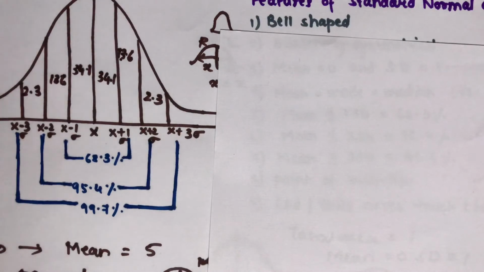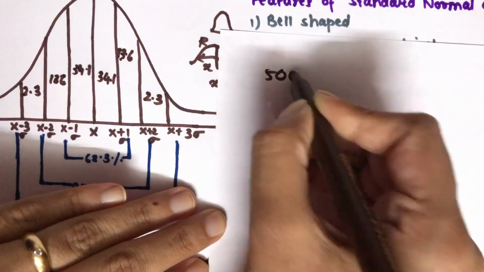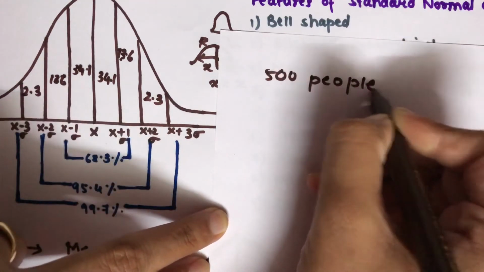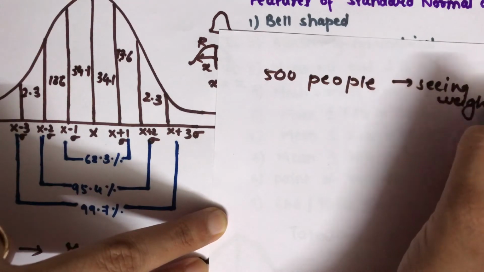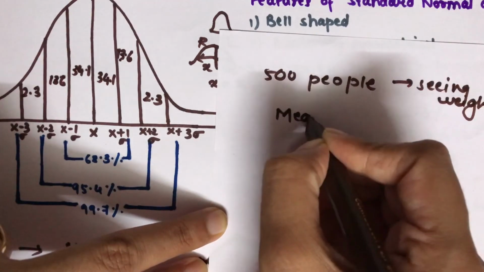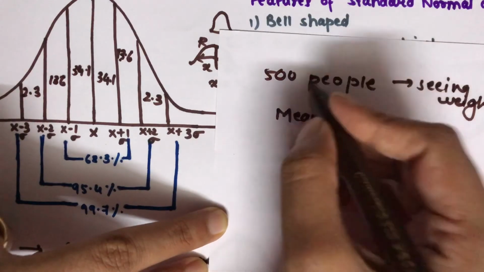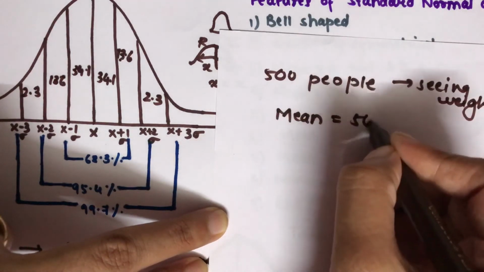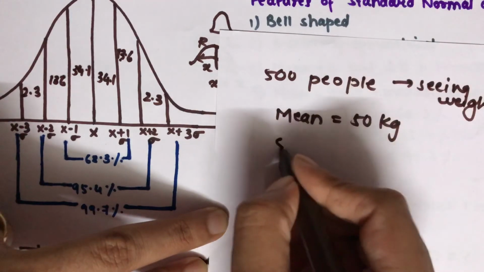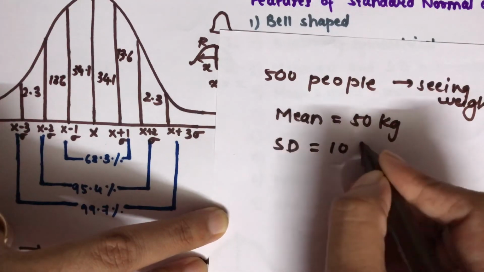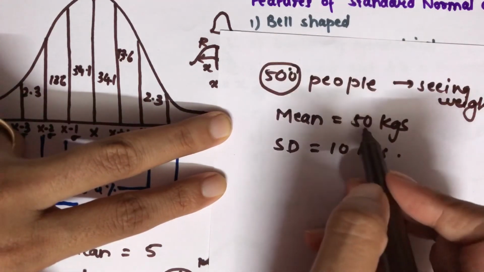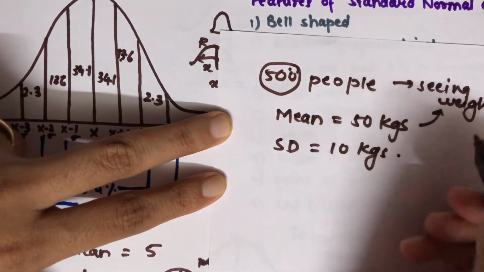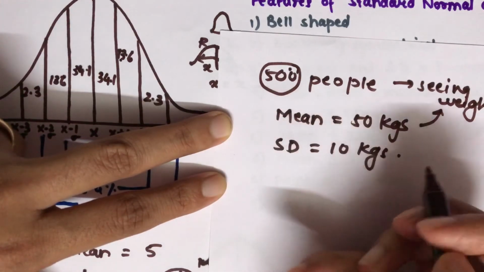Now for example, I'm going to explain how exactly this works. In a group of 500 people, you are looking at their weight. And in this you get the mean. The mean of the weight of these 500 people is 50 kg for example, and the standard deviation is 10 kg. So the number of people is 500, the mean is 50 kg when we look at their weight, and the standard deviation came out to be 10 kg.